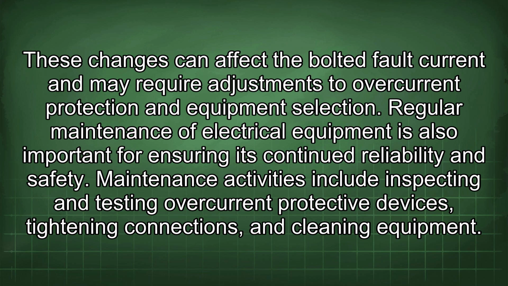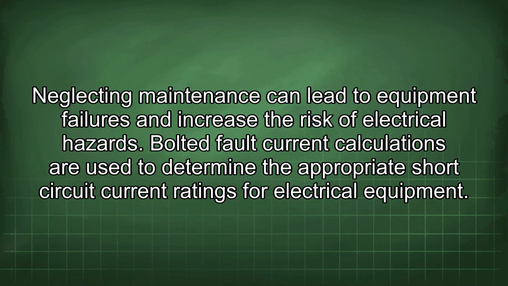These changes can affect the bolted fault current and may require adjustments to overcurrent protection and equipment selection. Regular maintenance of electrical equipment is also important for ensuring its continued reliability and safety. Maintenance activities include inspecting and testing overcurrent protective devices, tightening connections, and cleaning equipment. Neglecting maintenance can lead to equipment failures and increase the risk of electrical hazards.